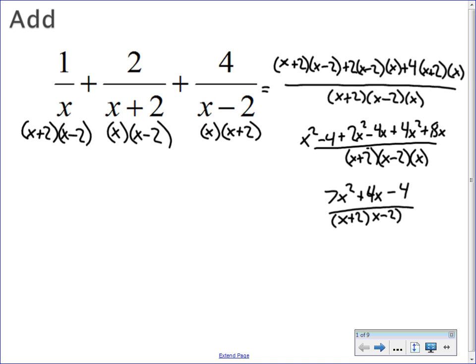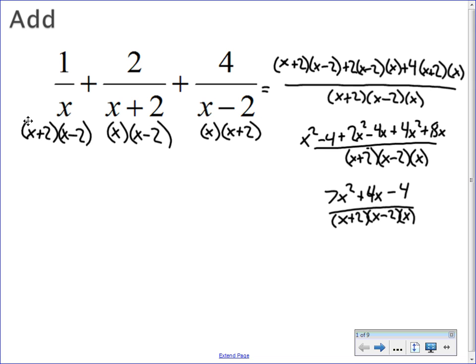Okay, so Aaron has 7x squared plus 4x minus 4 all over x times x plus 2 times x minus 2. Do you agree? Yes. Okay. What Aaron did, I'm assuming that this means you multiplied both top and bottom by x plus 2 times x minus 2.